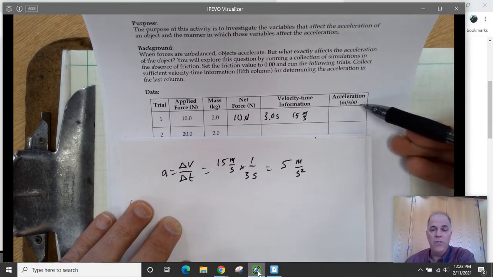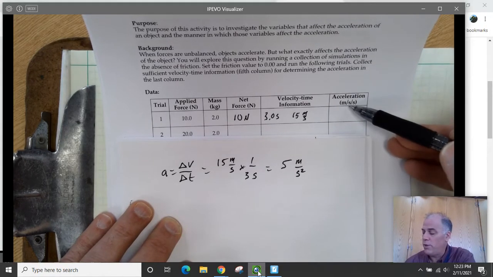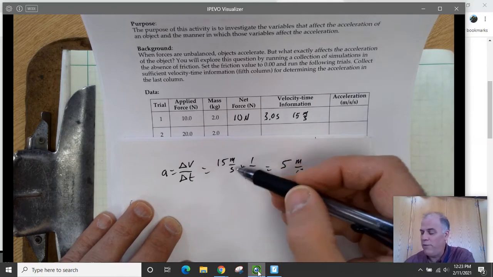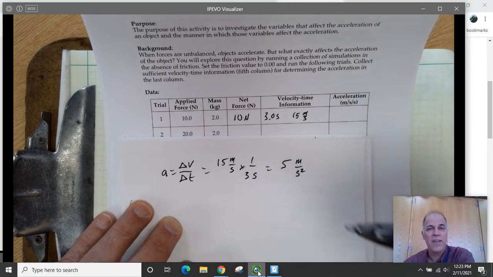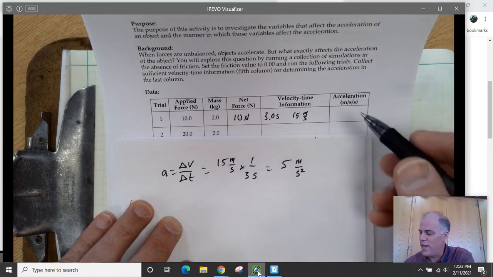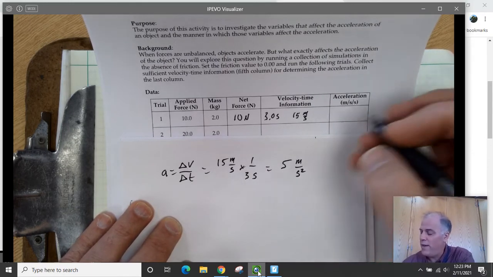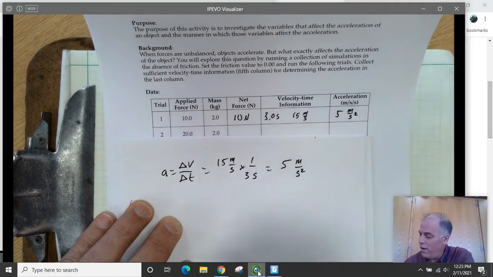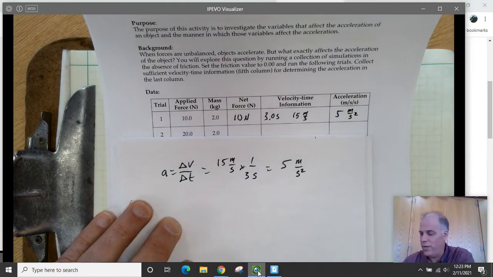And if you want to keep it in the form that they have on the sheet here, which is meters per second, in other words, the speed changed by 5 meters per second each second. It happened for 3 seconds, so the total change was 15 meters per second. If you want to keep it in those units, that's fine. But bottom line here, 5 meters per second squared, that is our acceleration.